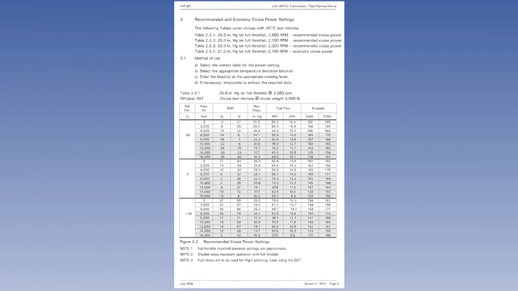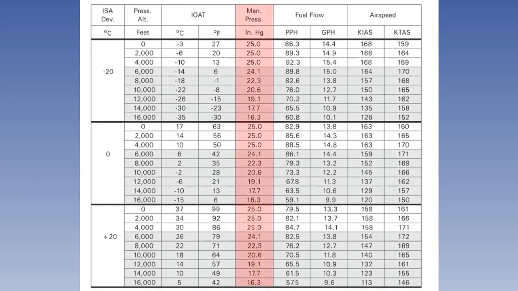Firstly, let us turn to page 4 of Section 2, which is entitled Recommended and Economy Cruise Power Settings. On page 4 is the data for the cruise. Notice that manifold pressure is measured in inches of mercury, which is abbreviated to IN/Hg. Manifold pressure decreases as the atmospheric pressure decreases. Therefore, as the aircraft climbs, the throttle must be advanced in order to maintain the manifold pressure.